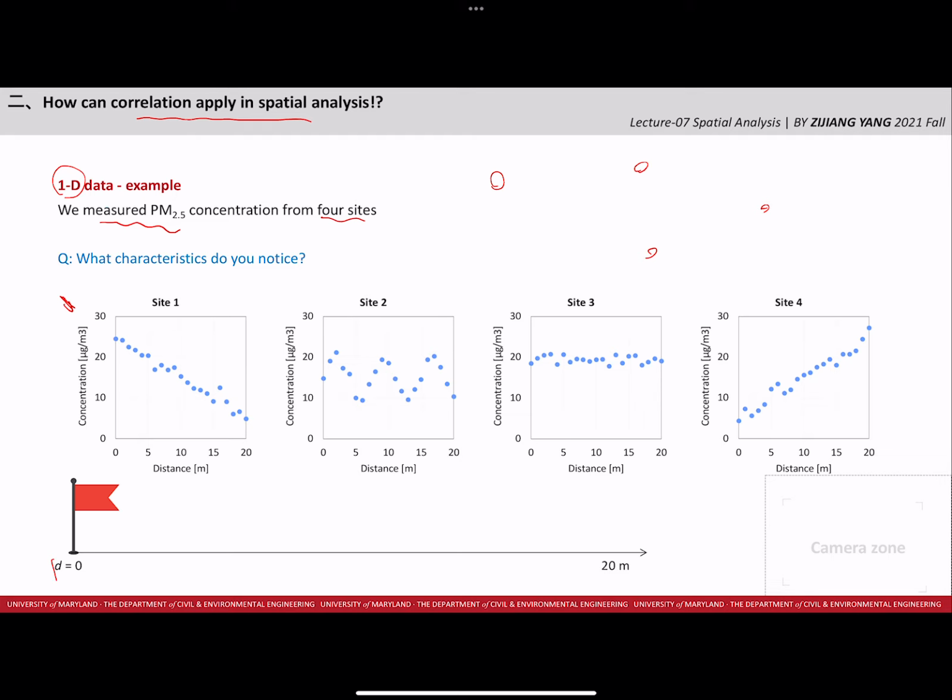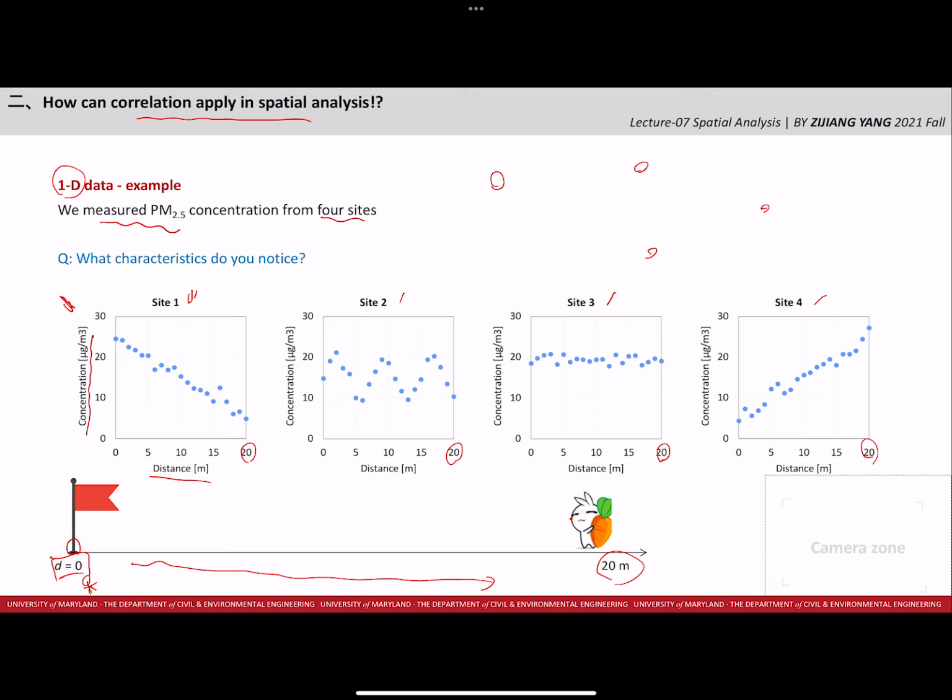Basically, we hold the sampler from 0 to 20 meters. Then we get the concentration of PM 2.5, and this is the distance from this 0. For each one, we have 20 meters. This is site 1, site 2, site 3, and site 4. So do you guys find any special pattern or characteristics of each site?